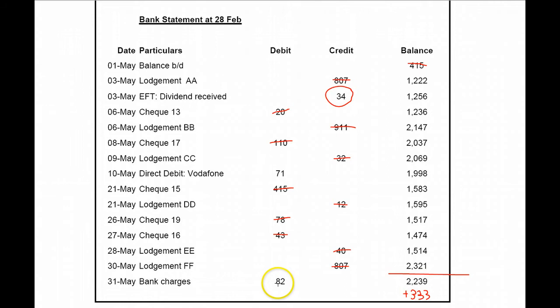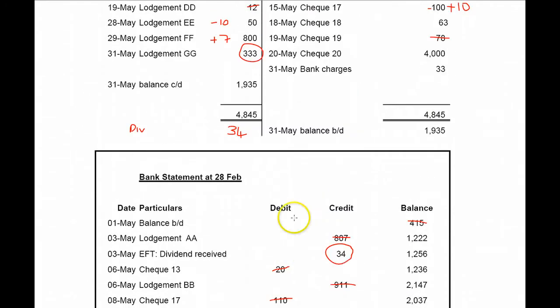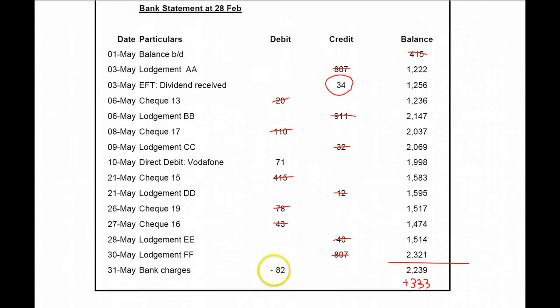And then I'm down here, bank charges are 82. We recorded an amount of 33, so the difference between 33 and 82 is 49, so this needs to go up by 49 to get it up to 82. Did I cancel? I didn't.